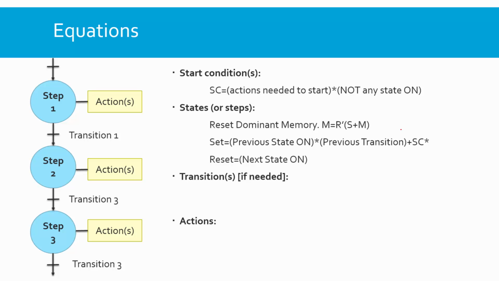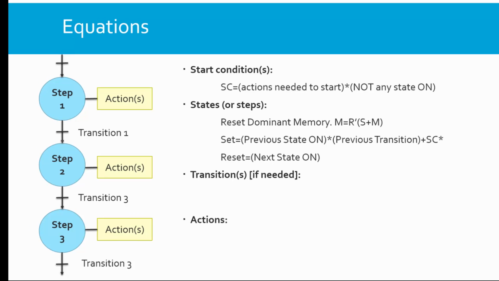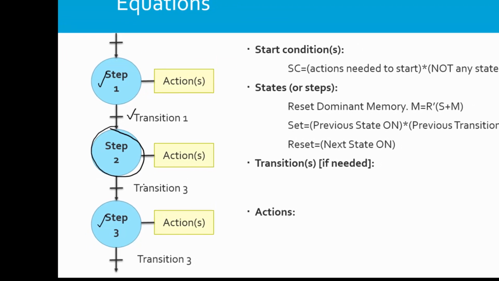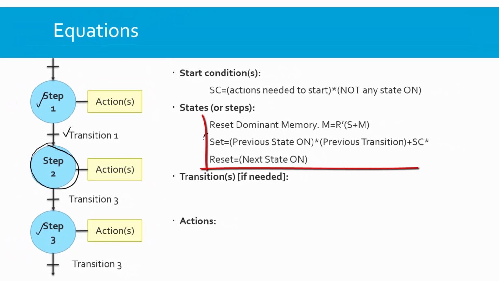So let's give it an example. For this example, we will look at step 2. For the step 2 to be on, the step 1 should be present, but also the transition 1. So when these 2 conditions occur, the step 2 will be on. Now the question, when will we be turning off the step 2? When the step 3 turns on, then we will turn off the step 2. That is what these equations mean.